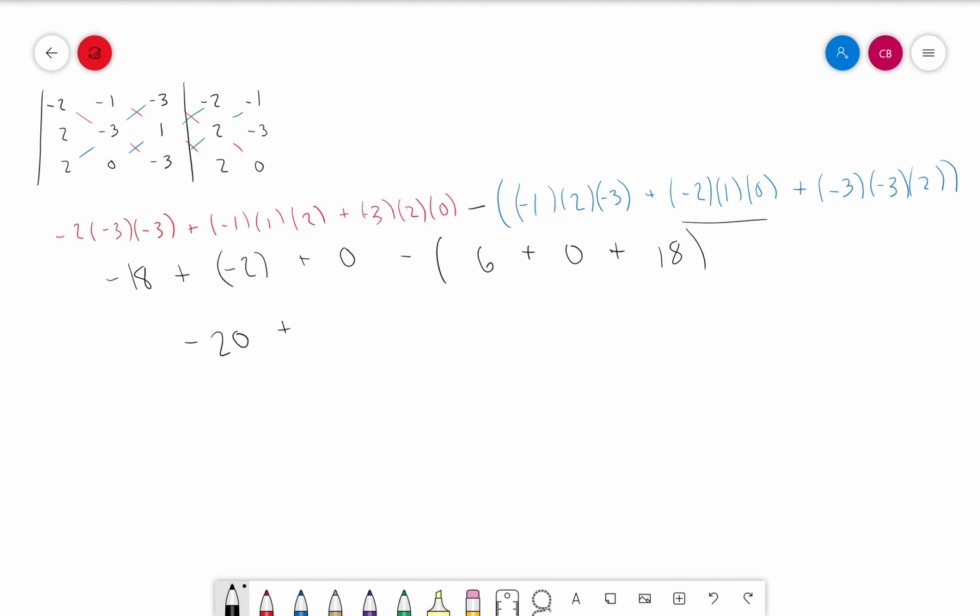That's minus 6 plus 18, which gives us 24. So this is negative 44. And that will be the determinant of this.